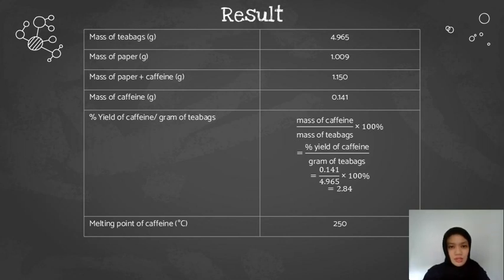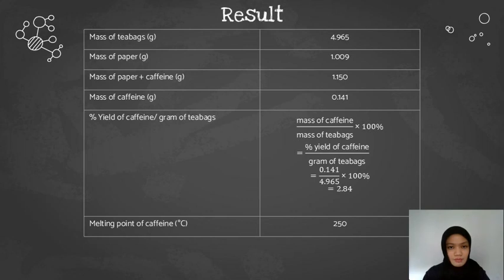The mass of the two tea bags was 4.965 grams, and the mass of paper was 1.009 grams. After the extraction process, we obtained the caffeine crystals and weighed the mass. The mass of paper and caffeine was 1.150 grams, and after subtracting the mass of paper, we obtain 0.141 grams of caffeine.